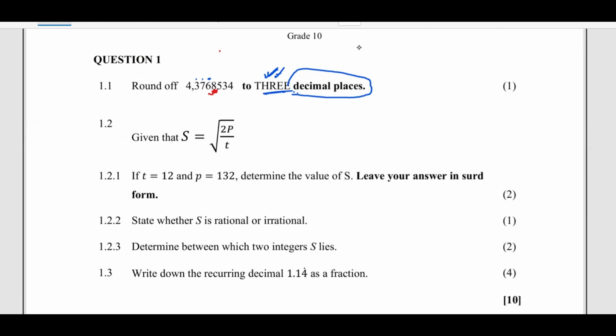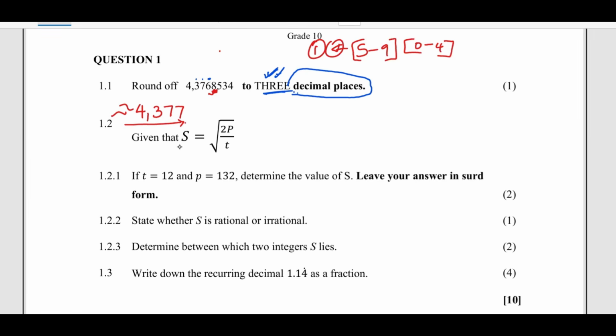What does this mean? Digits between 5 and 9, for as long as they come after the rounding position, increase the value in the rounding position by 1. Digits between 0 and 4 do not affect, which means it will stay the same. So in this case, we're going to have 4, 3, 7. Now the 6 is going to become a 7. So that becomes our answer to 3 decimal places.